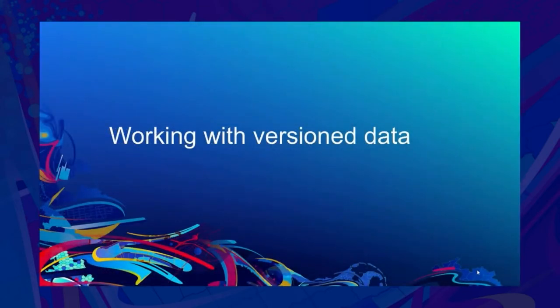Okay, so that was looking at some of the API options for working with offline data. Let's turn now to considering working with version data, because this is quite an important topic, particularly for editing workflows, which are a major use case for offline work with Runtime.